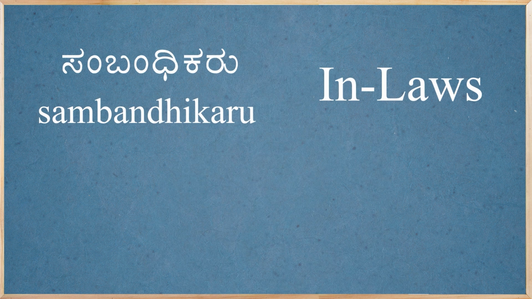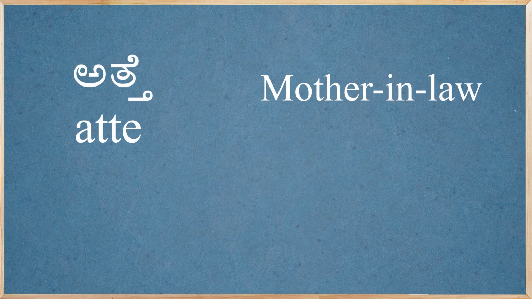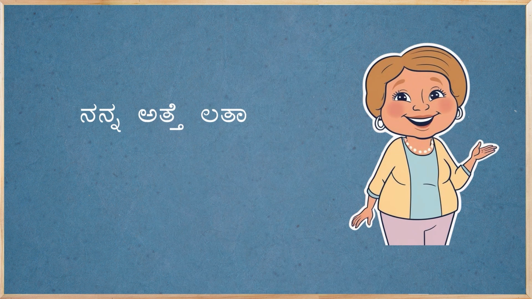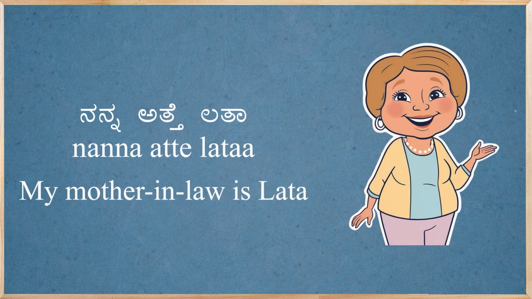In-laws, Sambandhikaru. Mother-in-law, Atte. Atte in Kannada means mother-in-law in English. This term is used to identify the relationship with your spouse's mother. It's also used to address her directly. For example, Nanna Atte Lata. Nanna Atte Lata means my mother-in-law is Lata. In Kannada culture, mothers-in-law play a significant role in the extended family.